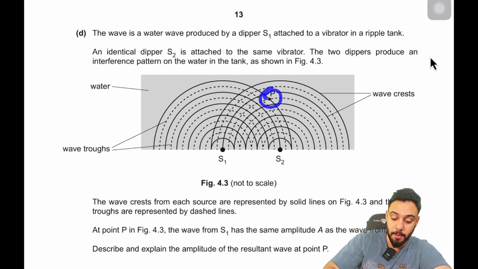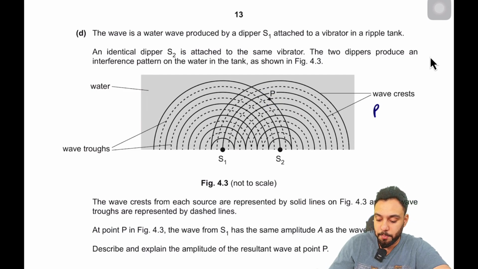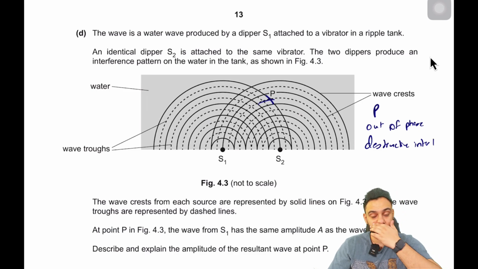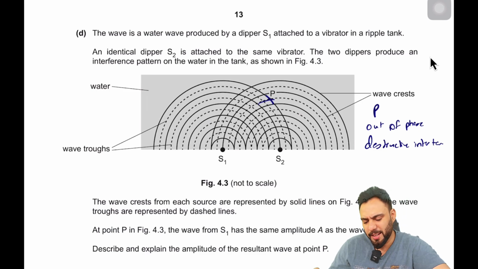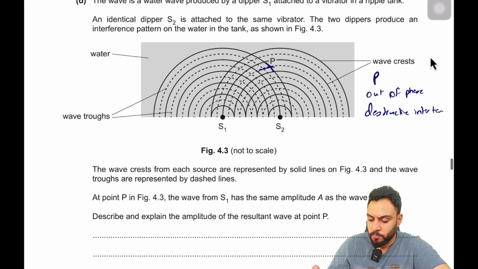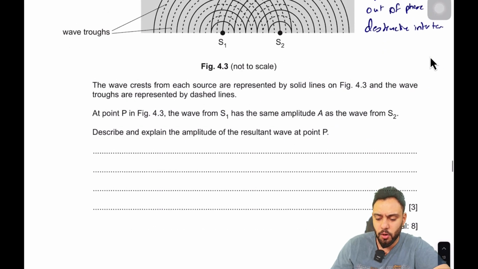That's an excellent question. So if you look at point P, the waves are out of phase. They're both out of phase, so they would show destructive interference, because definitely the crest is meeting the trough. And since they have the same amplitude, no resultant amplitude will be there, and eventually the resultant amplitude will be 0. So I would answer along these lines.